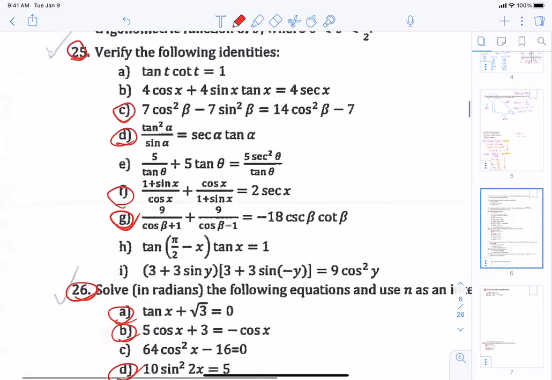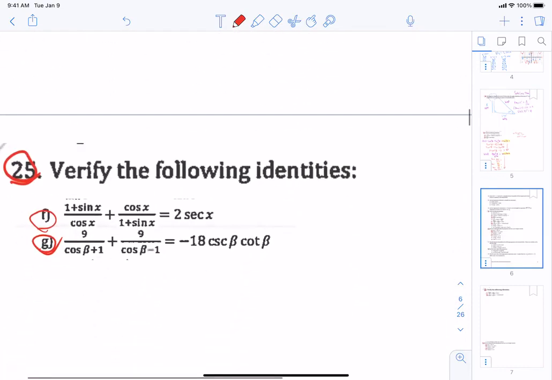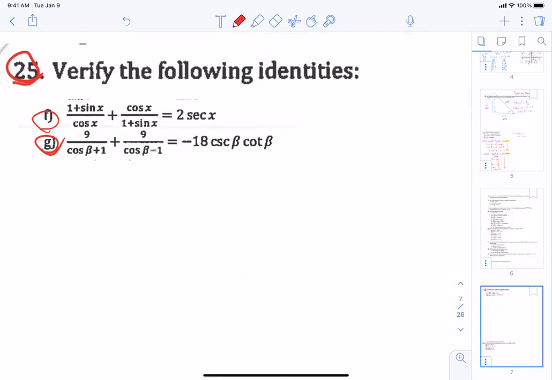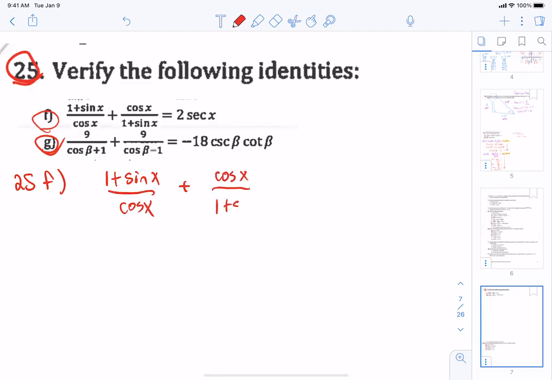Next, the next one we're going to do is 25F and G. So let's start with 25F.